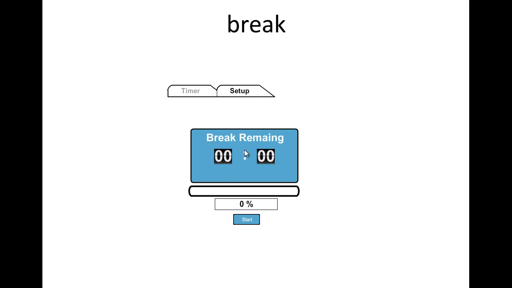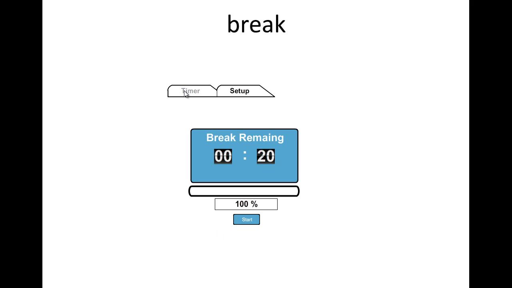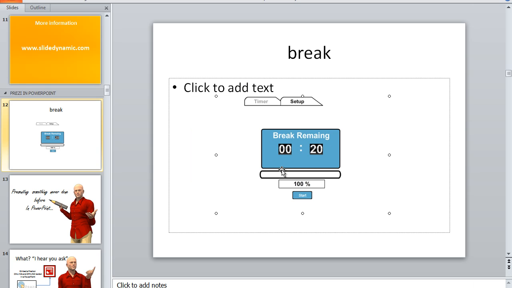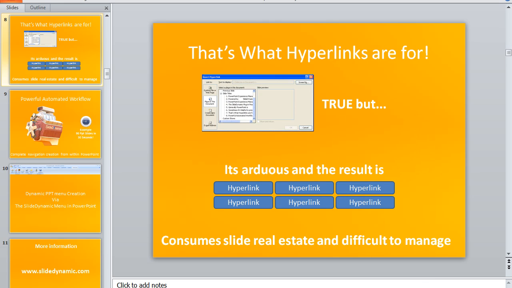This is what the audience would see, and then you can set it up in advance of giving your presentation, or you can do it in real time at the point where you give the break. So I'll do it in advance, and you can set how many minutes and how many seconds. So for the purposes of demonstration, I will just set it for 20 seconds and hit save. And if I go back to the timer, there you'll see the 20 seconds, and I can click start and it will count down.